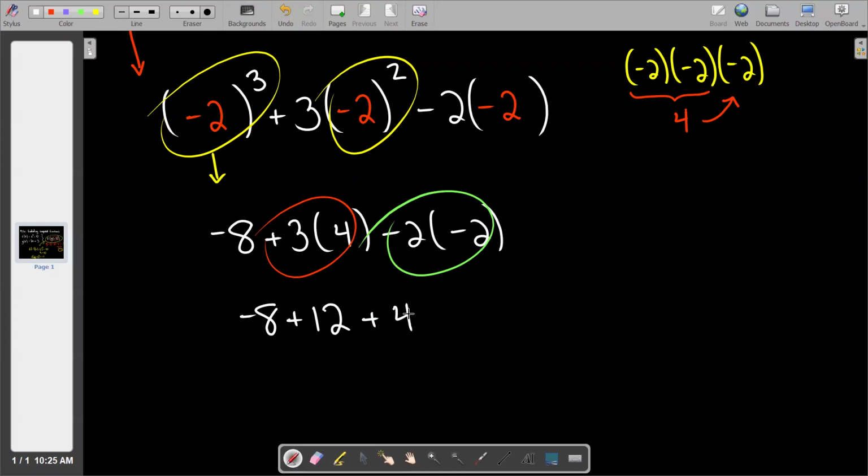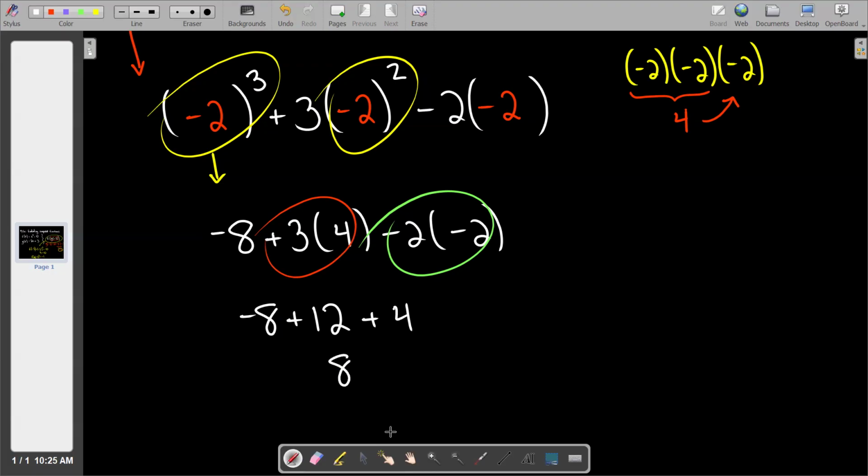There's a lot more meat on the bone with some problems than others. So at least one of the ones we've done was pretty straightforward. But sometimes it's a lot of work. And we're still in the first part. But we can finish now. What's -8 plus 12? And what's 4 plus 4?